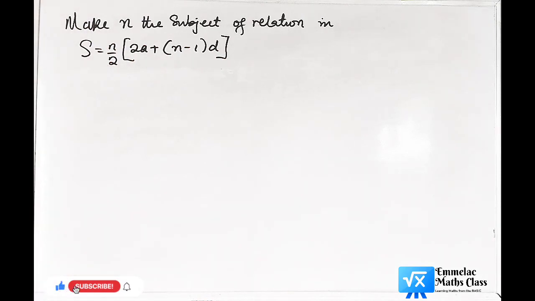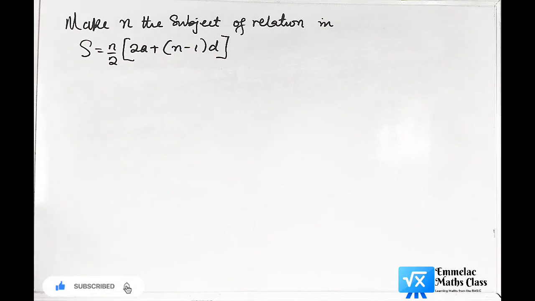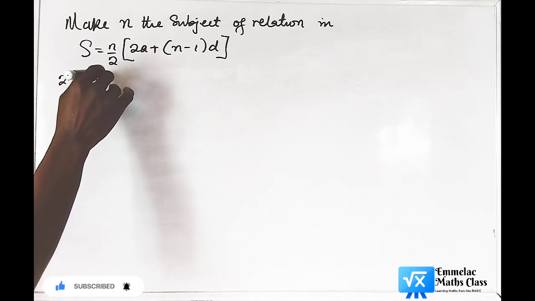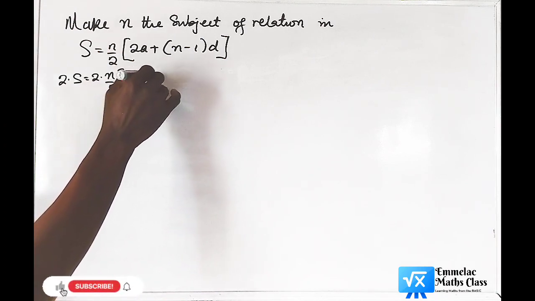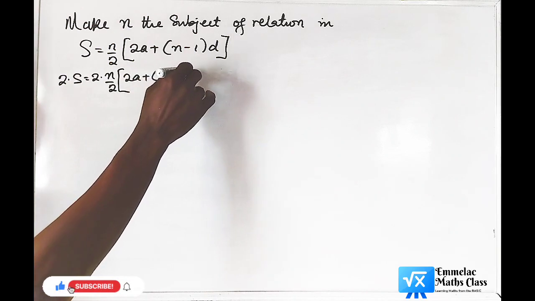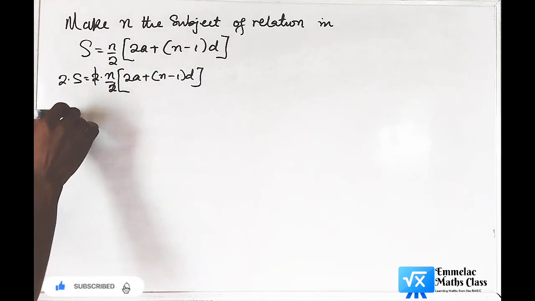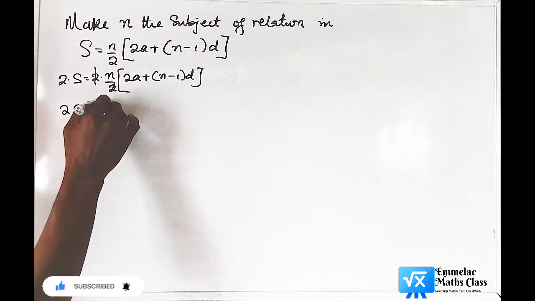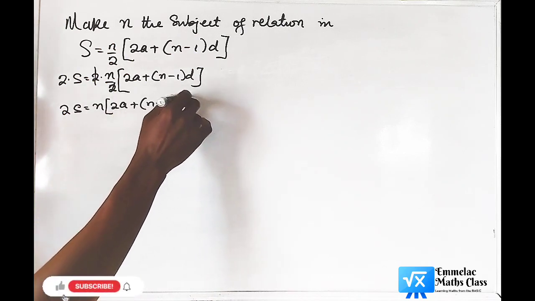Alright, to begin with, let us eliminate this fraction, and by that we multiply both sides by 2. Here you have 2 times S equals 2 times n over 2 square bracket 2a plus (n minus 1)d. So this will eliminate this. We are left with 2S equals n, now square bracket 2a plus (n minus 1)d.